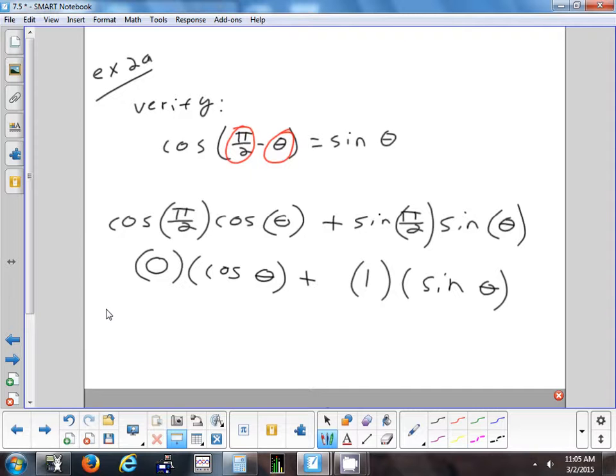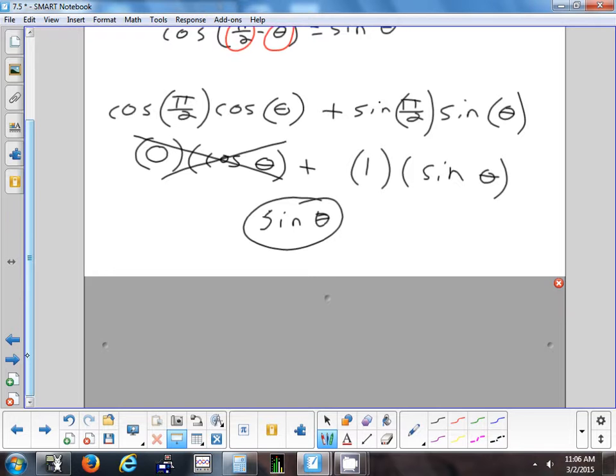Okay, Andy, what's going to happen in this first part? 0 times cosine theta. Yeah, this whole part becomes 0 and it disappears. And all you're left with is 1 times sine, which is just sine. So we just proved that the cosine of pi over 2 minus theta is the same as the sine. In a sense, we proved a transformation. We proved it. Any question on that?